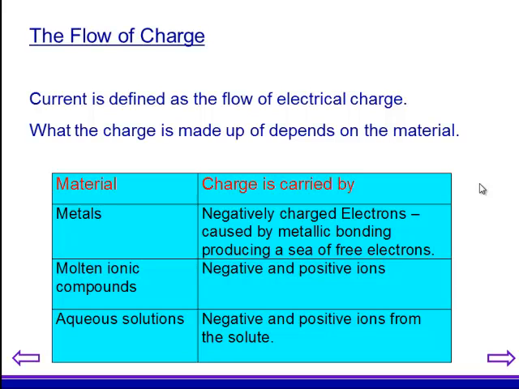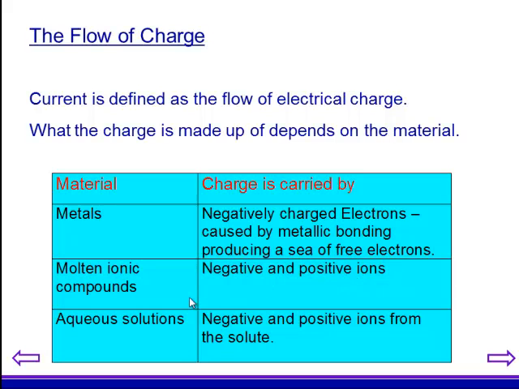The flow of charge, and I mentioned that flow of charge doesn't always just mean the flow of electrons. There are some other situations as well, so I just mention these things. In molten ionic compounds, we can have negative and positive ions.